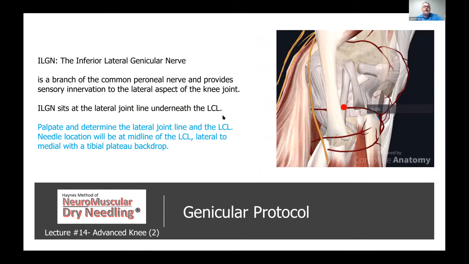And finally, for the inferior lateral genicular nerve, basically it's going to be the middle joint line on the lateral or fibular collateral ligament. And so we've got our 4 locations on the lateral aspect, 2 on the medial aspect.